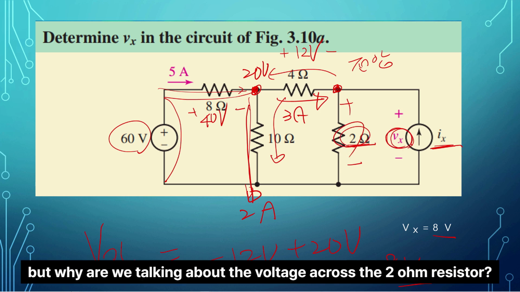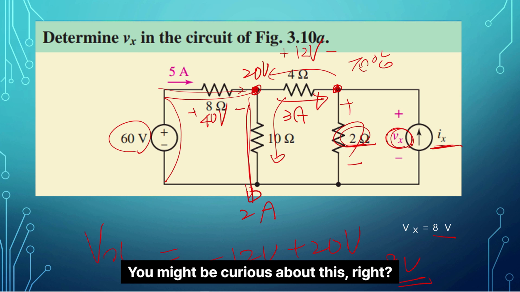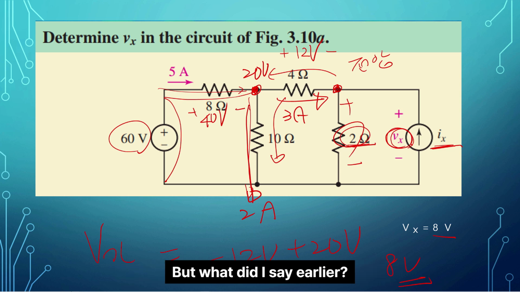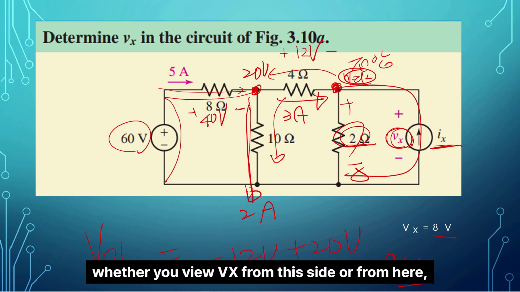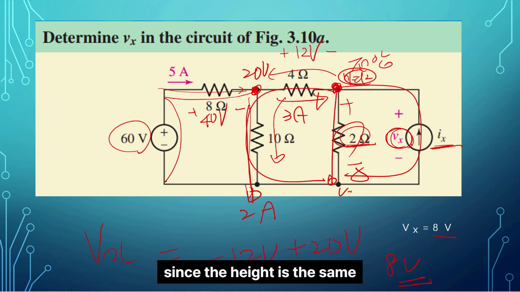But why are we talking about the voltage across the 2 ohm resistor? You might be curious about this, right? But what did I say earlier? This is the node voltage. If we call this node 2, the voltage looks the same, whether you view Vx from this side or from here, since the height is the same.